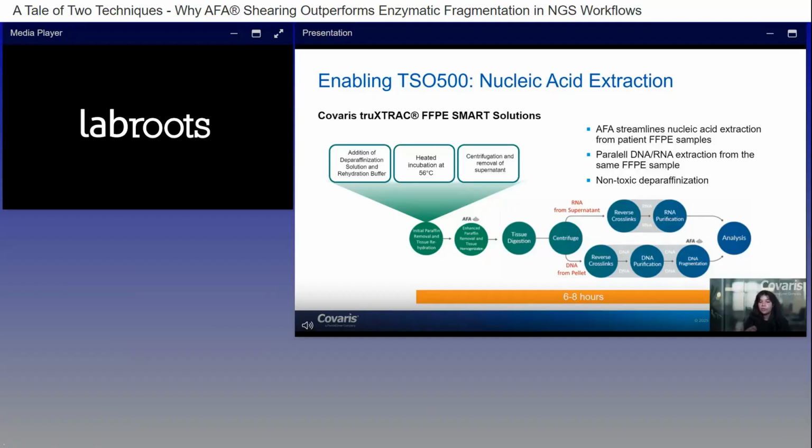Now, this workflow streamlines nucleic acid extraction from FFP samples, allowing parallel extraction of both DNA and RNA from the same FFP samples. Additionally, this workflow leverages AFA technology to enhance paraffin removal and tissue homogenization, doing away with the need for harsh organic solvents such as xylene. And this last feature is really important, especially for labs who would like to do these extractions at large scales using automation.